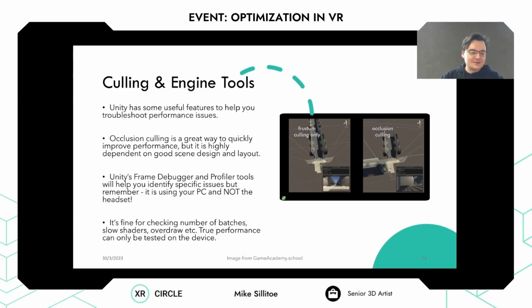And then if all else fails, there's also the frame debugger and profiler tools in Unity itself, which is great for finding the values of your scene. But just remember that it's on your PC and not on the headset.